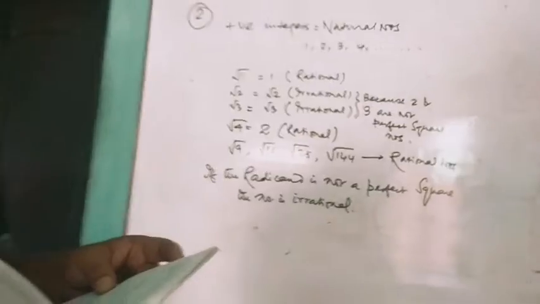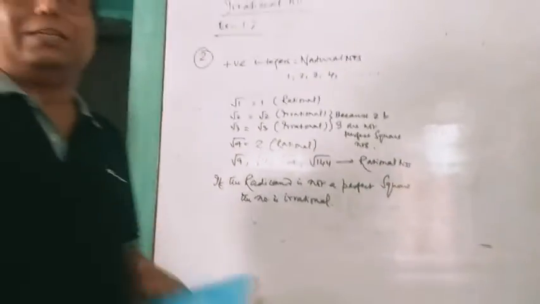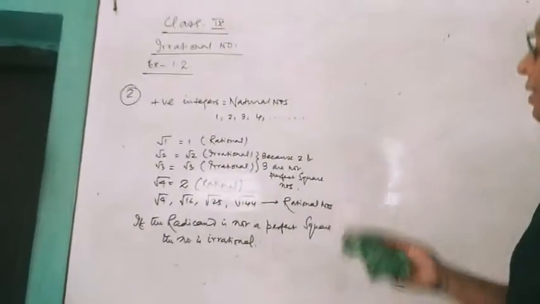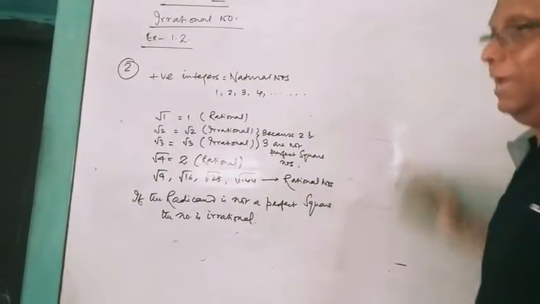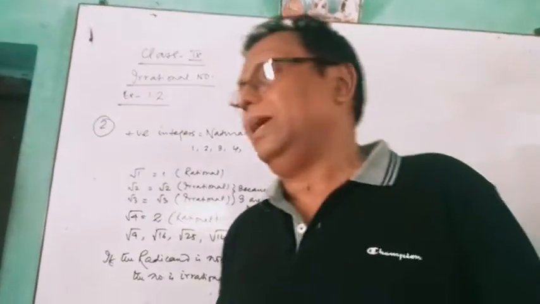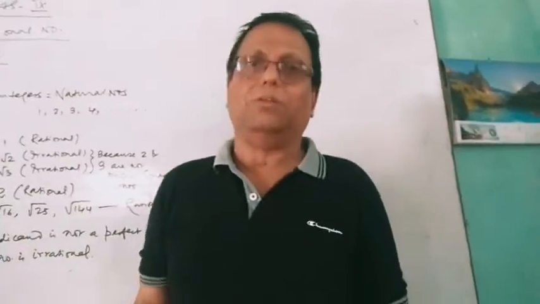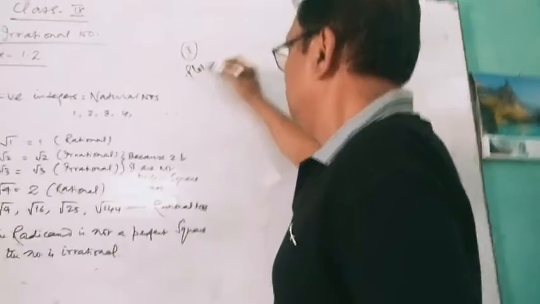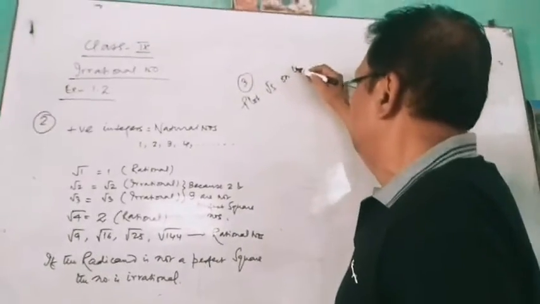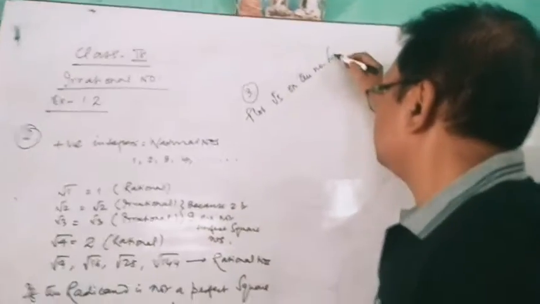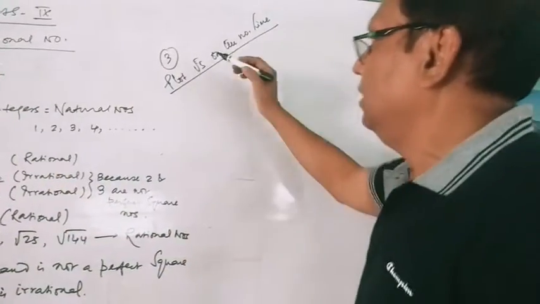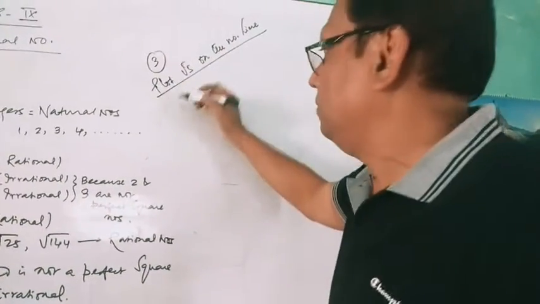Now, third question: show that root 5 can be represented on the number line. I will try to make it a simple way of representing root 5 on the number line. In this way, any irrational number can be plotted on the number line. Here we are required to plot root 5 on the number line. See how I proceed, how I explain these problems. What is the radicand? The radicand is 5.